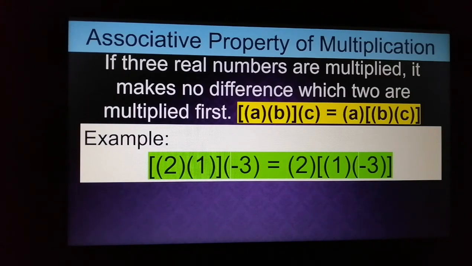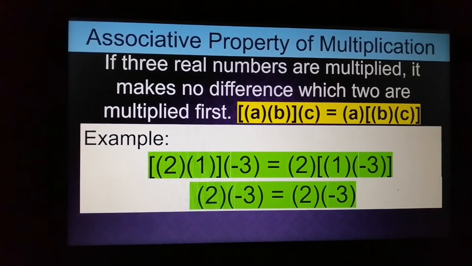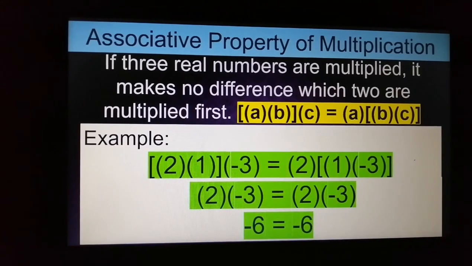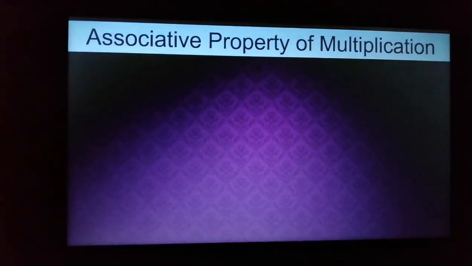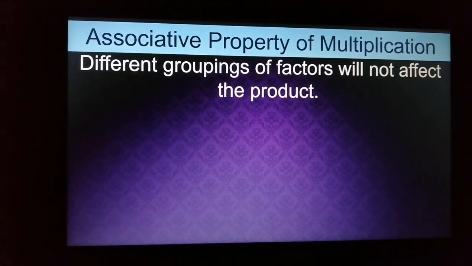2 times 1 is equal to 2. 2 times negative 3 is equal to 2. Then, 1 times negative 3 is negative 3. So, we have now 2 times negative 3 is equal to 2 times negative 3. So, what is 2 times negative 3? Okay, it is negative 6. So, they have the same answer. So, kahit balibalik ta rin natin yung groupings, pares pa rin sila ng sagot. Tandaan natin na different groupings of factors will not affect the product.